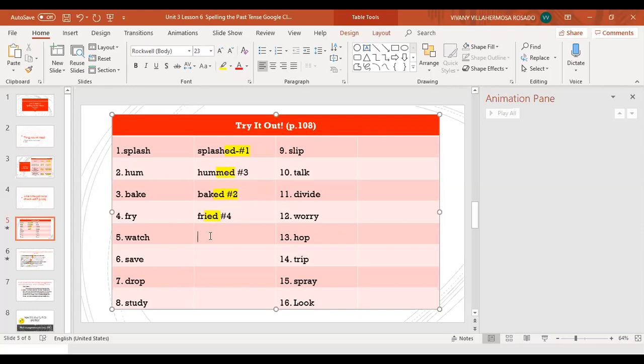So what I want you to do is this. I want you to continue to work on this. Watch. It's not a verb that ends with E. It's not a verb that ends with a single vowel and a consonant. It is not a verb that ends with a consonant and Y. So watched, it would be watched. We just add ED and we follow rule number 1.